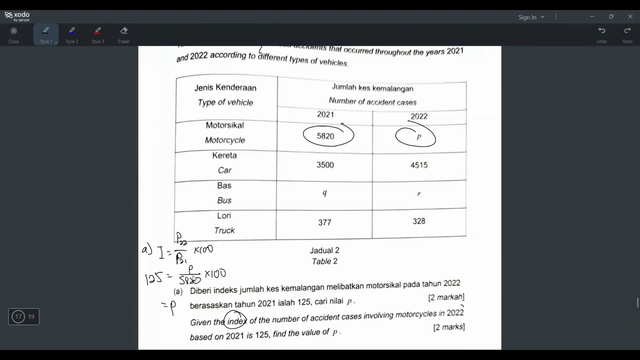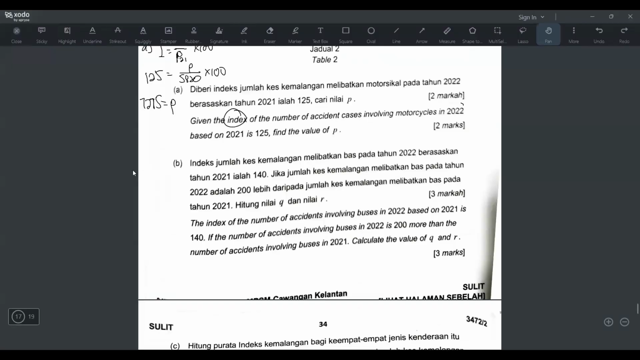Okay, now you can find your P, you just move it over. 125 divided by 100, 1.25, and then times 5820. Okay, 7275. This one no need to write RM or anything because this one is the number of accidents. So we won't write RM, right? This one is just a quantity, so there is no unit. Okay, so that's it. What about B?